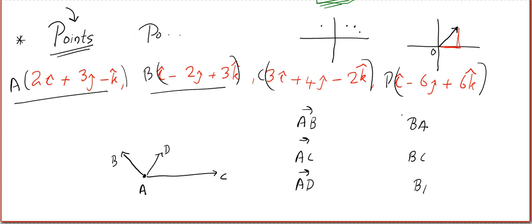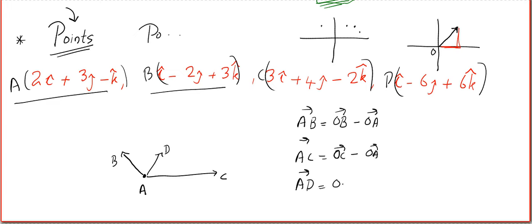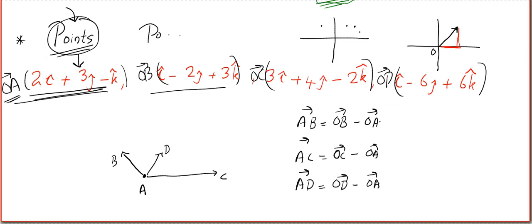Okay, so tell me, how do you find AB? AB will be OB minus OA. It's from the triangle law. You can learn it by heart. So what will be AC? It will be OC minus OA. And what about AD? It will be OD minus OA. Now look at this. This is the position vector OA, because whenever they use the word point, or when they give you a vector, you should understand it is a position vector. And this is our OB, and this is our OC, and this is our OD. So do a little bit of subtraction and I'll give you the answers right away.